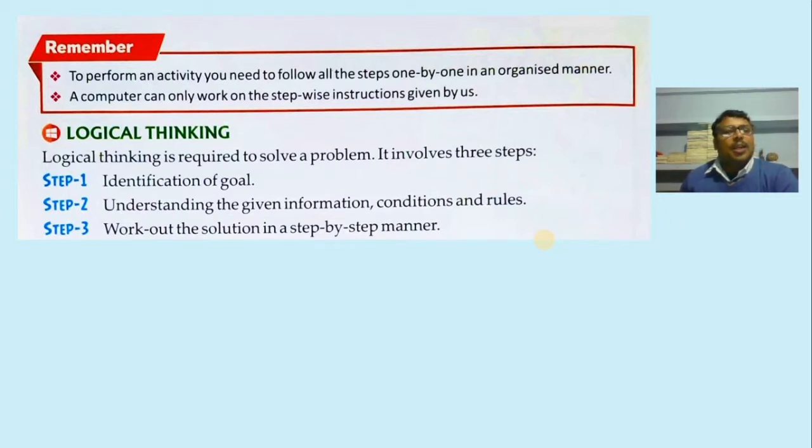First is the identification of the goal: what we need to achieve, the target, we need to identify that. After that, understanding the given information, conditions or rules. That means whatever information we require, whatever we need, and which type of conditions we have to follow, all these things we need to understand. And the third step is to work out the solution in a step-by-step manner. So in this way we do logical thinking.